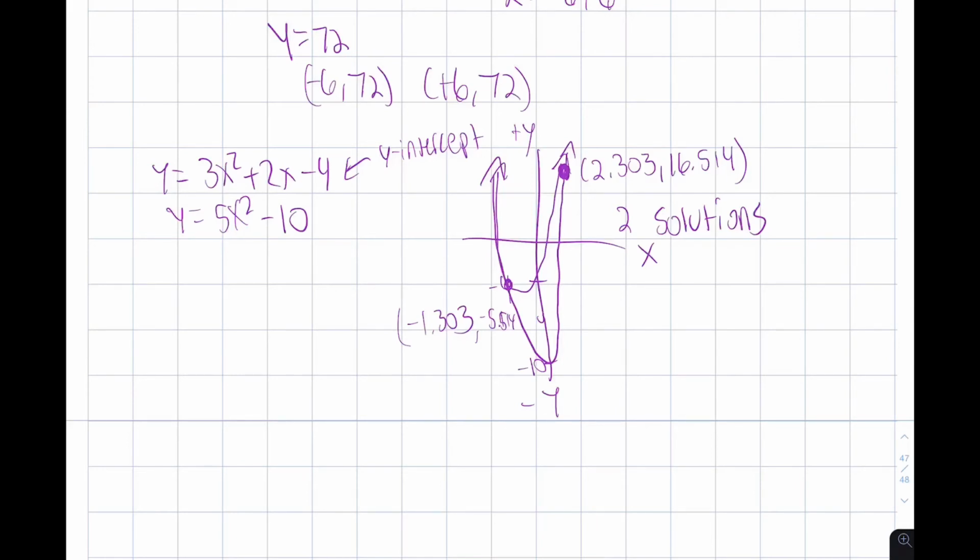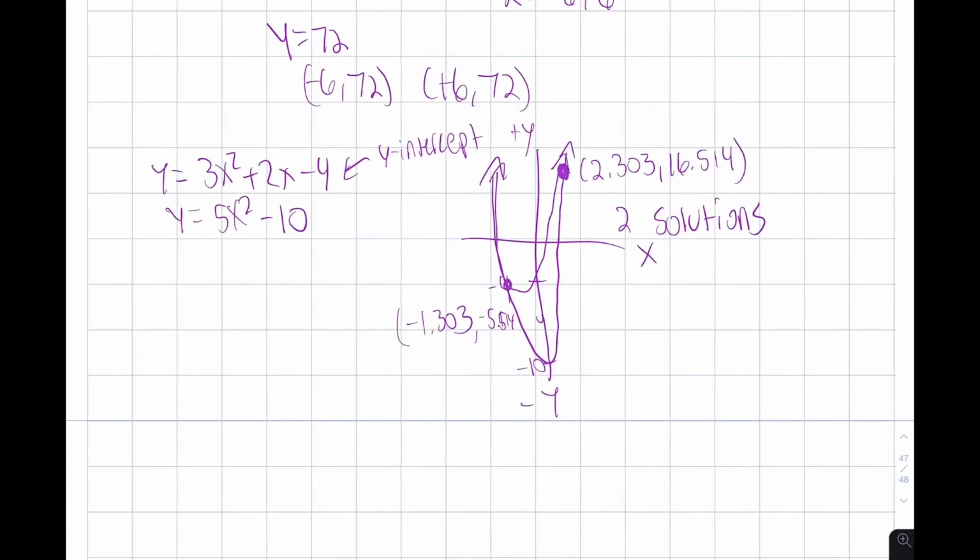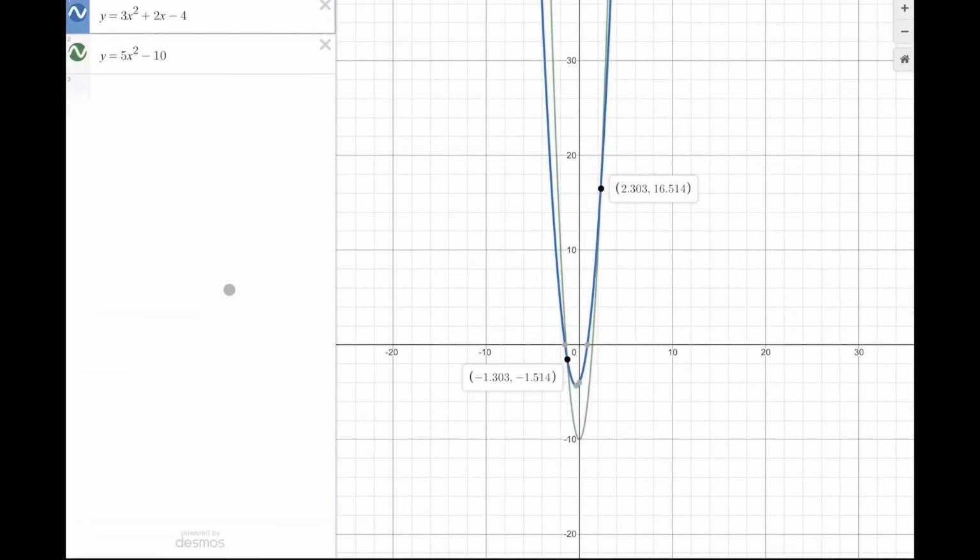Whenever you're graphing these, you should definitely make your graphs look better than mine, but I'm just doing it really quick to show you that the sketch can help you get the general idea, but you do need to go to a graphing app to get the perfect picture, the clear picture.